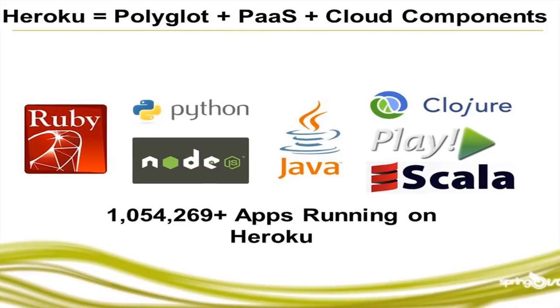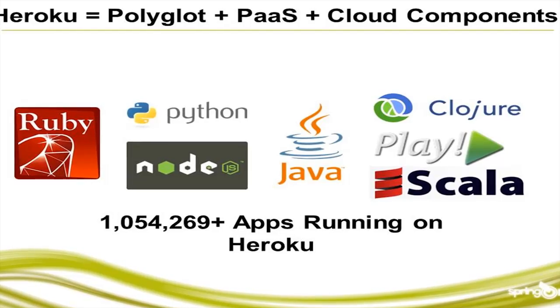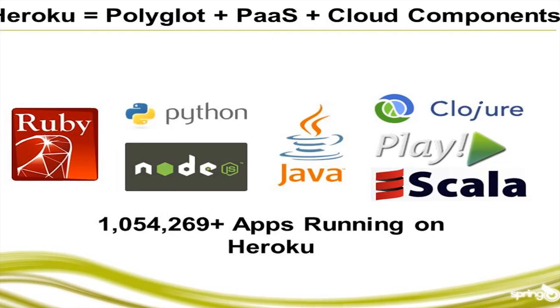And then the last part of Heroku is cloud components. We call them Heroku add-ons. And anything that's not core to your application can be provisioned through an add-on. So things like SQL databases, relational databases, NoSQL databases, monitoring and alerting systems. Really anything that is extending beyond the core of your application is an add-on or a cloud service, cloud component.